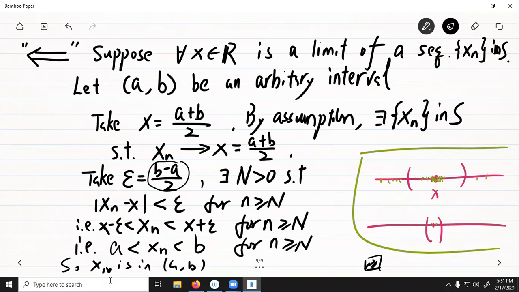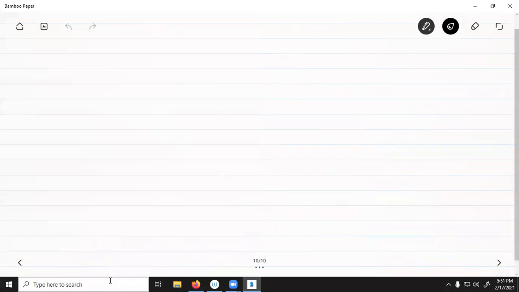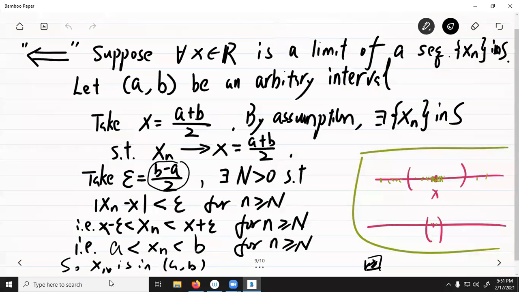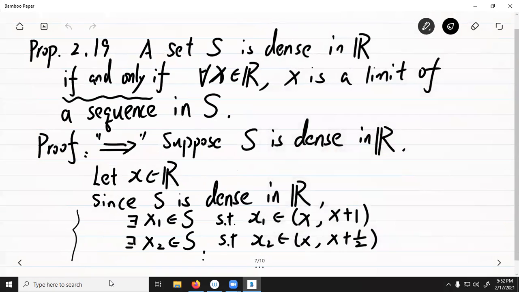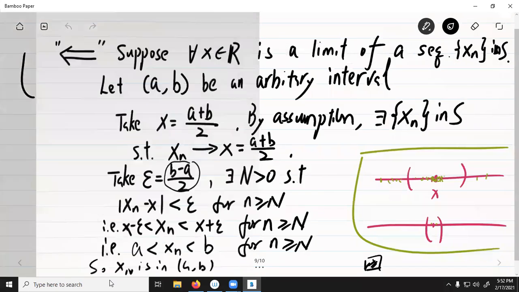Okay, give you time to think about it. So this is the way we finish the proof. When we have an if and only if problem, we need to prove two directions. This is the first direction, from the left to the right. Then from the right to the left, this is the second direction.